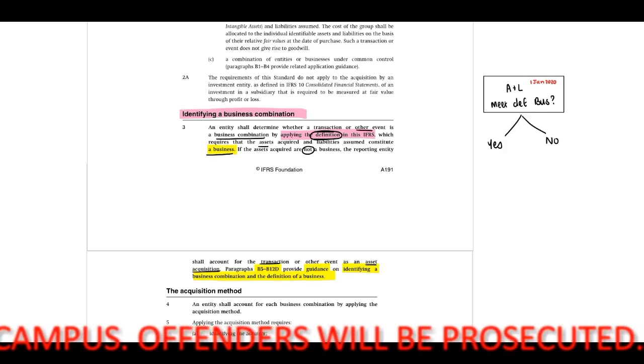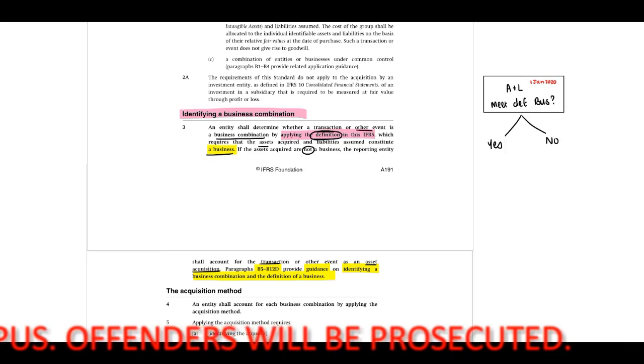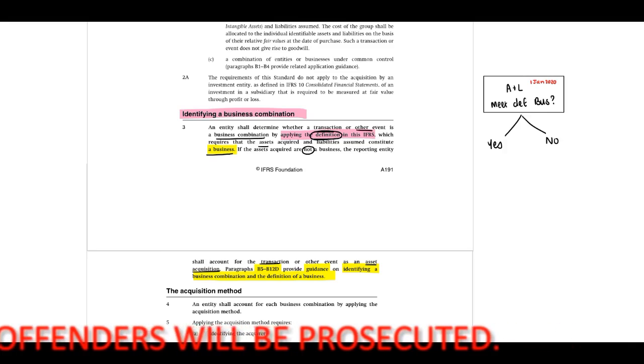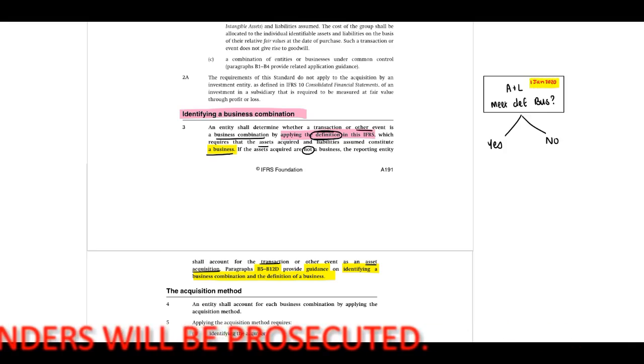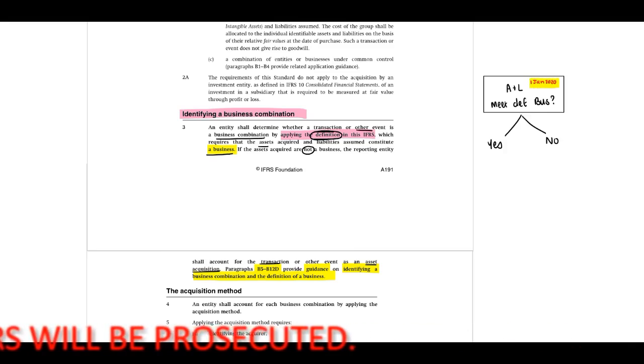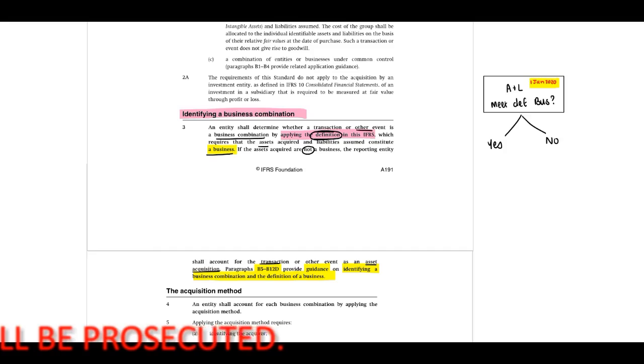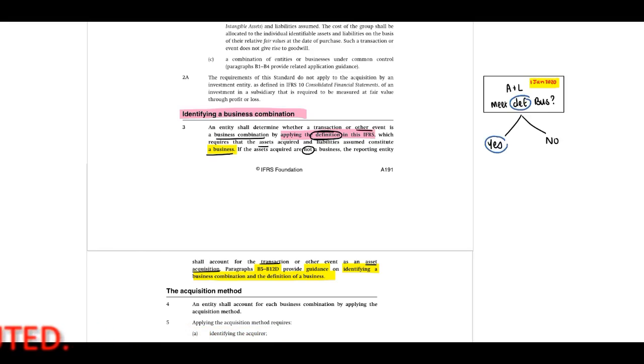Right, now why is this important to us? Because we have a new definition of a business, and this is applicable from 1 January 2020. Therefore, we need to identify if all of the assets and liabilities meet the definition of a business. If our answer is yes, we know that this is a business combination and we may apply IFRS 3, our acquisition method. If our answer is no, we need to identify that this is a normal asset acquisition.